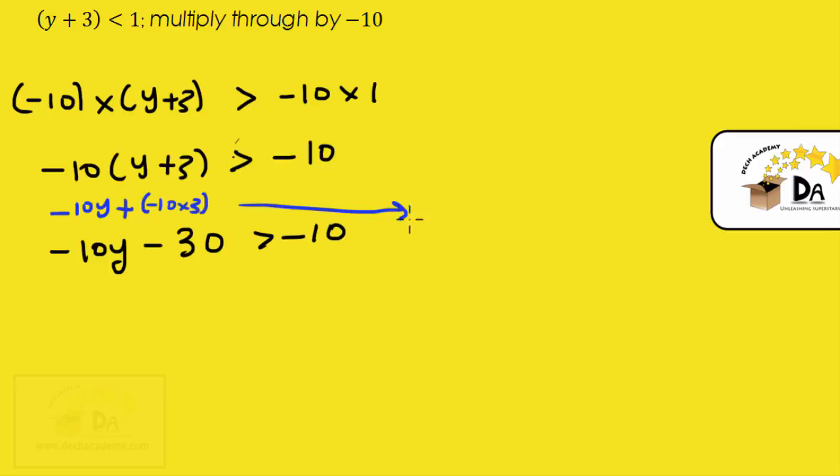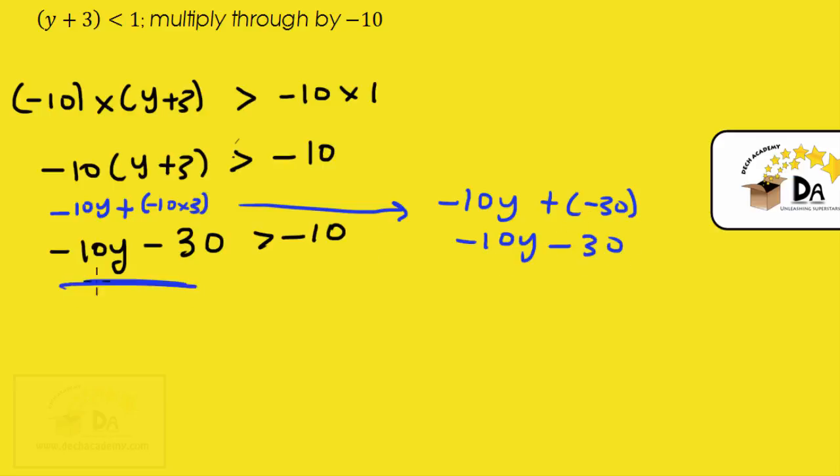And this gives minus 10y plus minus 30. Plus times minus is minus, so we have minus 10y minus 30, which is what I have here. And then we have greater than minus 10. There we go. This is our final expression. Just to rewrite, we have minus 10y minus 30 is greater than minus 10. So that's what happens when you multiply through by minus 10.